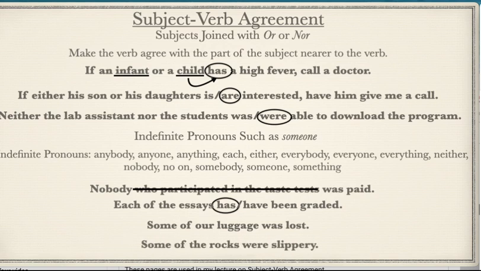And in our second example, of course, we always think of more than one rock as being in the plural form. We could replace some of the rocks with what? They. And it becomes increasingly clear that were is the correct form of the verb. They were slippery. Some of the rocks were slippery.